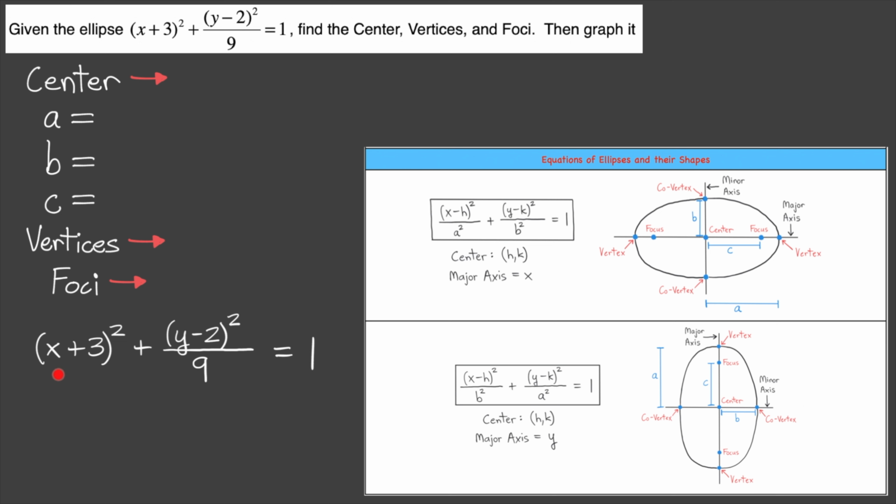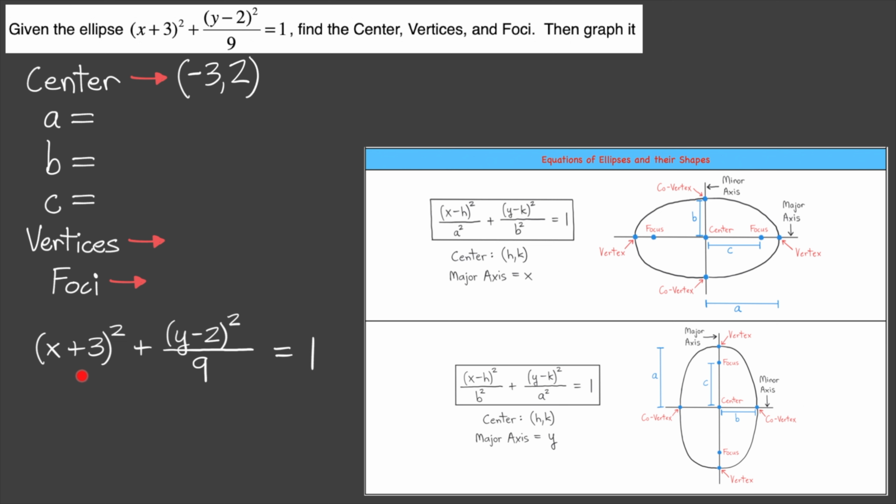So the center is going to be the opposite of whatever's here and here. So the center is going to be (−3, 2). So we can go ahead and write that down for our center: (−3, 2). All right, and then next we want to find a, b, and c.